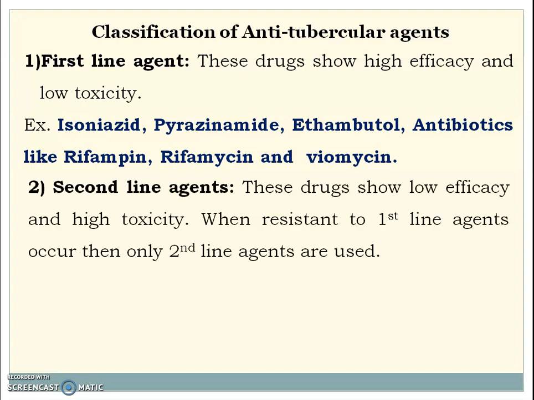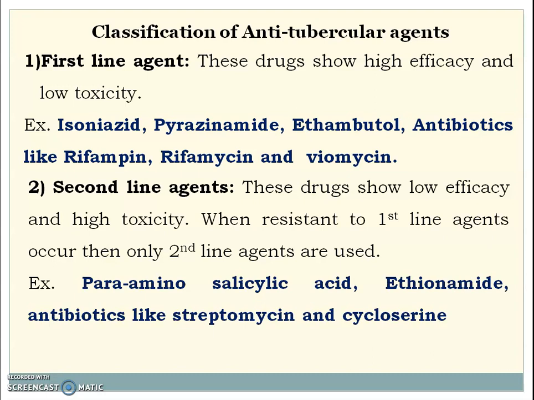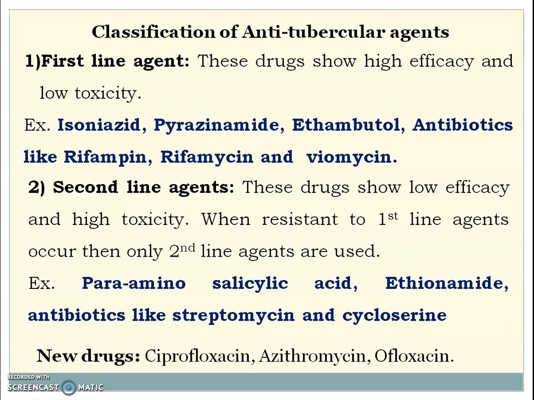The second line agents are the drugs which have low efficacy and high toxicity. When resistance to first line agents occurs, then and only then are second line agents given. For example, para-aminosalicylic acid, ethionamide, and antibiotics like streptomycin and cycloserine. And the third category is new drugs, having the examples ciprofloxacin, azithromycin, and ofloxacin.